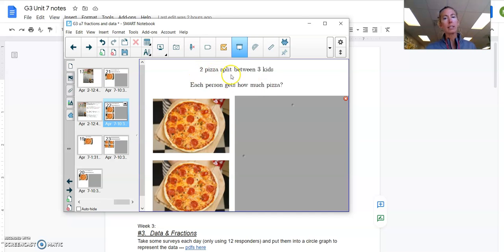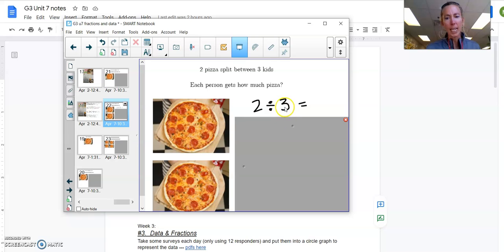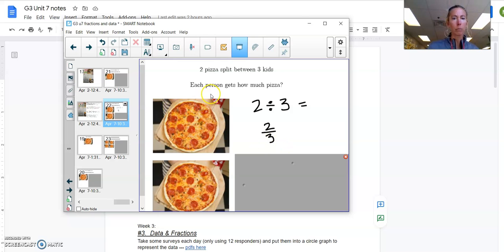And then we do it again, but this time we make it a tad tougher. We have 2 pizzas split between 3 kids. Well, first, let's go over here and say, well, 2 pizzas split amongst 3 kids. That's 2 fraction bar 3, 2/3 of a pizza, meaning let's split these pizzas up into thirds. So then I'd go through and I'd split it up with them into thirds with the marker.